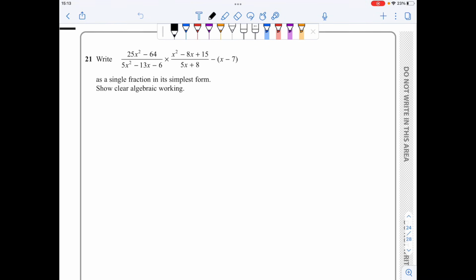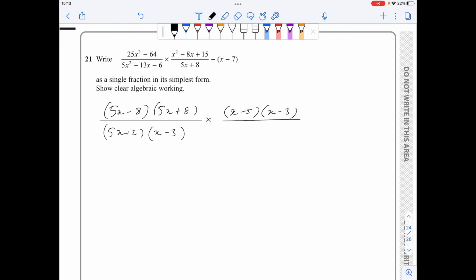For question 21, I'll start with this multiplication. So I will factorize each expression. This will give me 5x minus 8, 5x plus 8, that's the difference of two squares, over 5x plus 2, x minus 3. And then from the second fraction, I get x minus 5 times x minus 3 over, and this stays the same.